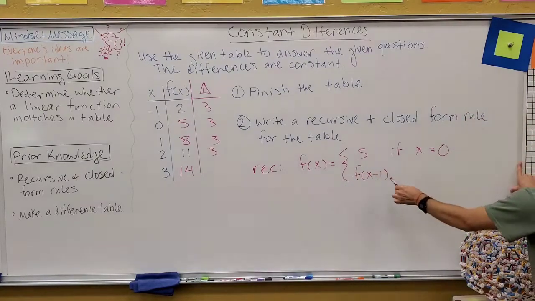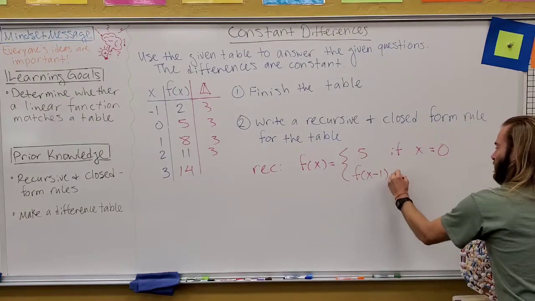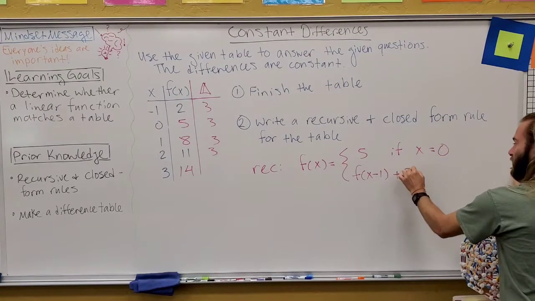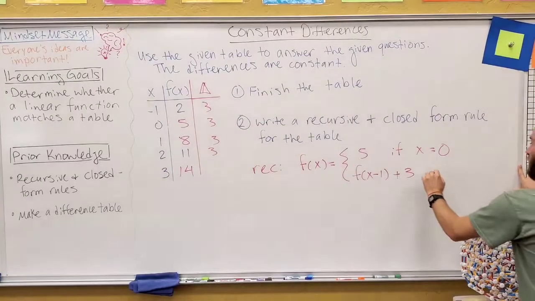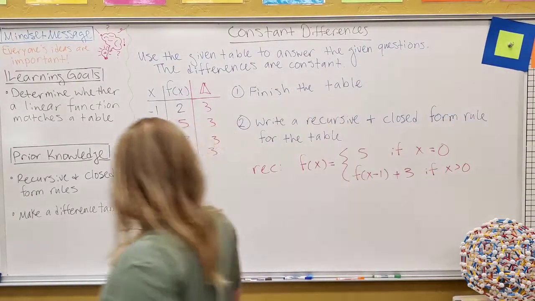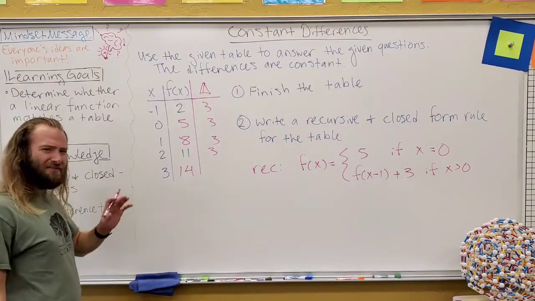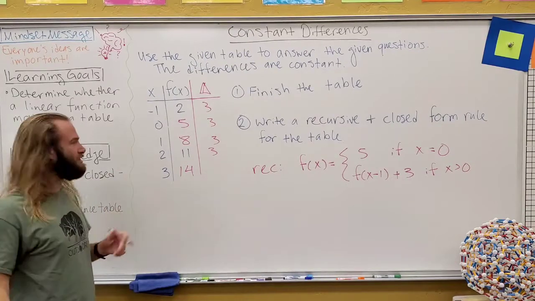Because remember, what we're saying is we take the previous output, right? To get this output, we take the previous one plus whatever. In this case, it's 3 each time, right? So this is going to be if x is greater than 0. Okay, so check your answer for that. There's the recursive. And the closed form is built in a similar way.